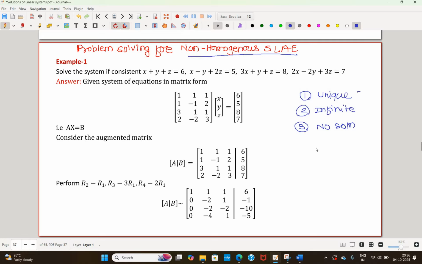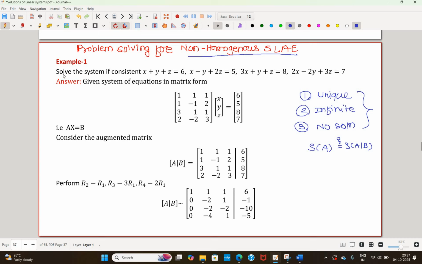Now to check it out, we first focus on the rank of the augmented matrix and the rank of the coefficient matrix, whether they are equal or not. If equal, either a unique or infinite solution will be there. If not equal, then no solution will be there. Okay, so let us start with the first problem.